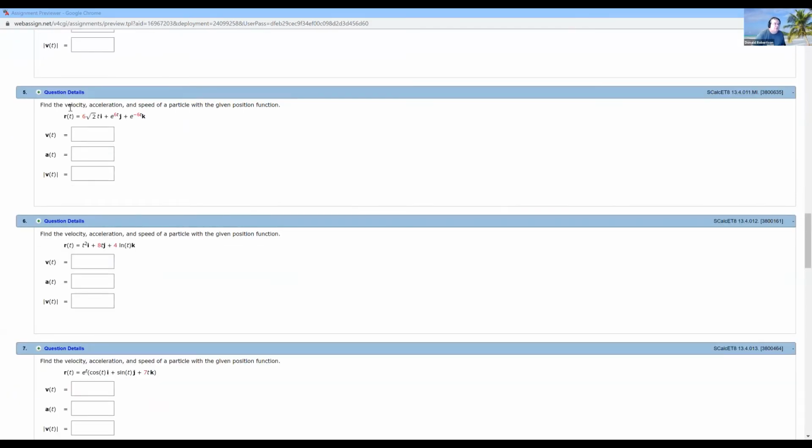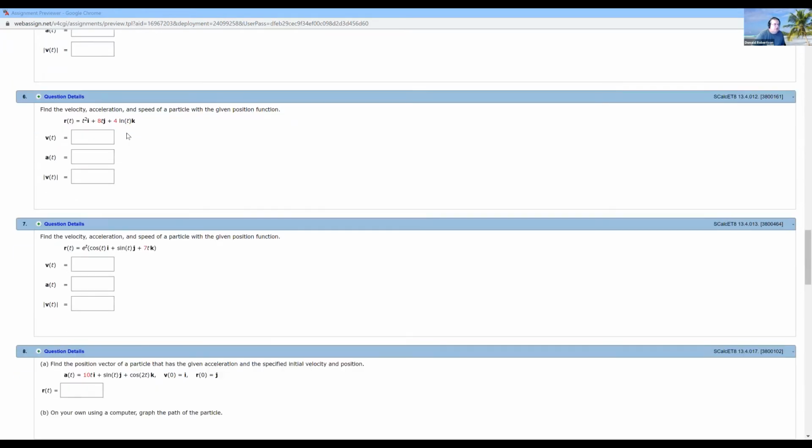This one here looks downright ugly. But it's really just differentiation with various powers of e. There's a log with some stuff.